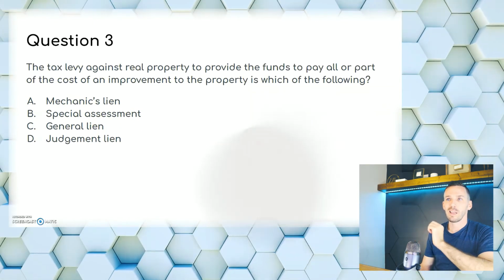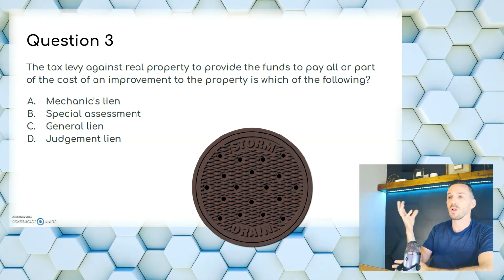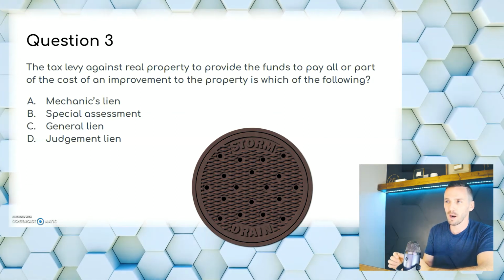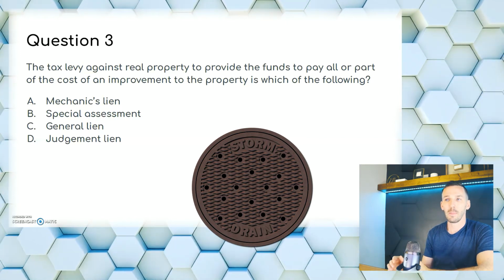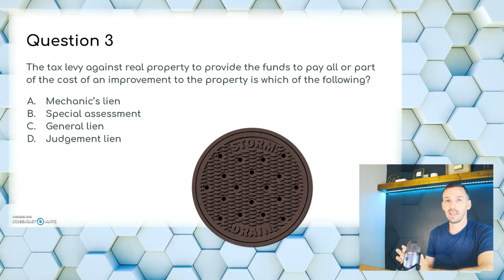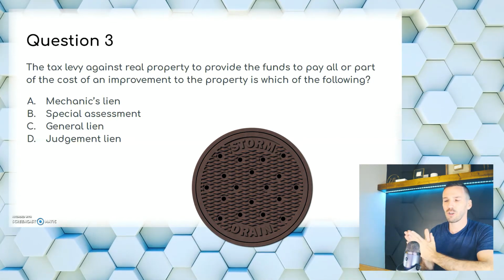Question 3. The tax levy against real property to provide the funds to pay all or a part of the cost of an improvement to the property is which of the following? A. Mechanics lien. B. Special assessment. C. General lien. Or D. Judgment lien. So a tiny bit tricky here.